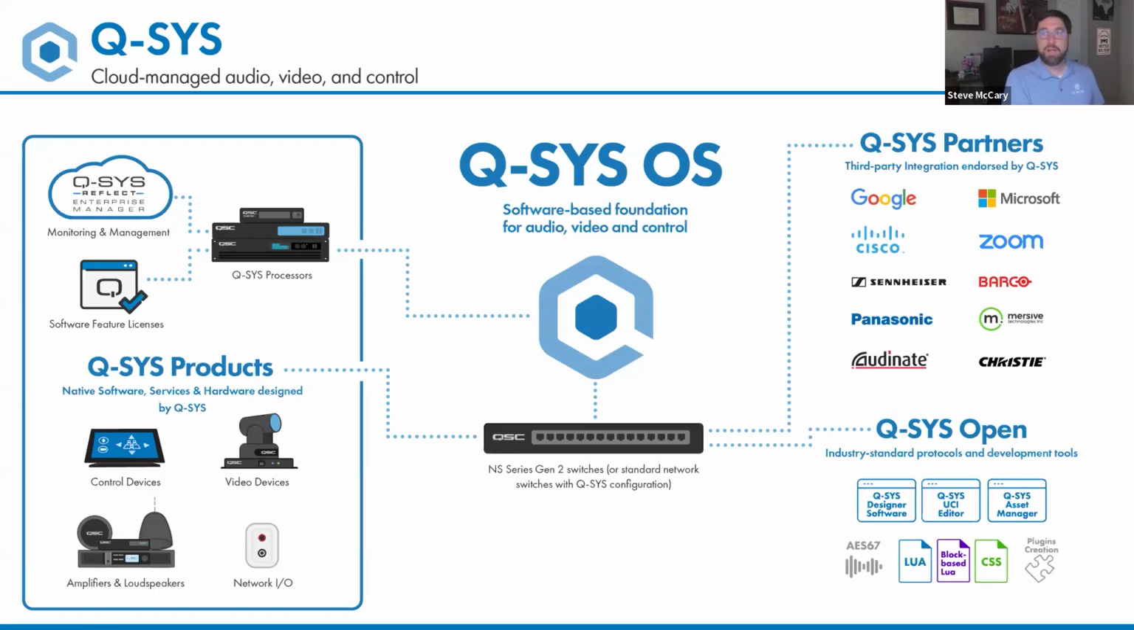So we have our products, be it control, video, amplifiers, loudspeakers, cores. And then we have all of the third-party products that we work with: we've got plugins, everything in Asset Manager, all of our technology partners. And then there's just the open side, where you can take pretty much anything and use either Block Controller or Lua to be able to interact with those pieces of equipment.